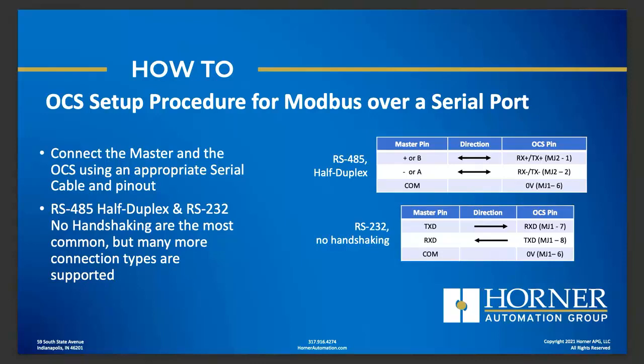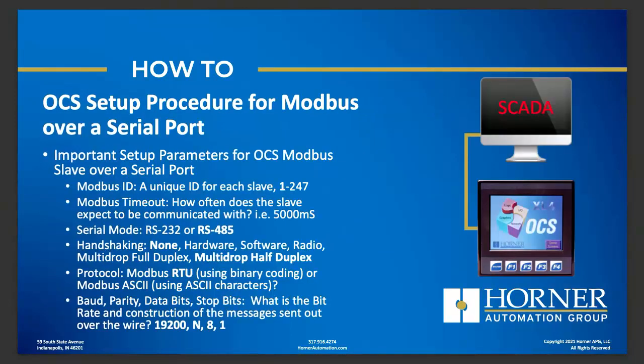So again, the first step is to get your wiring diagram right. You'll find all the wiring information with the cut sheets for the Horner OCS, and here are the 2 most common wiring diagrams. Once you've got your cabling correct to connect the OCS to the other device, which is typically a computer, you're looking at the important setup parameters to get Modbus slave working over the serial port.